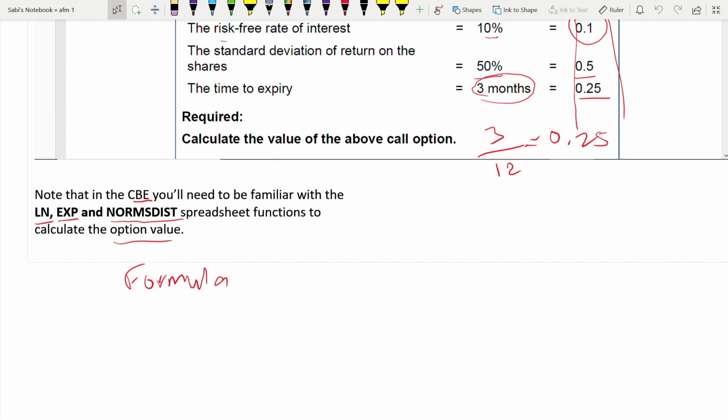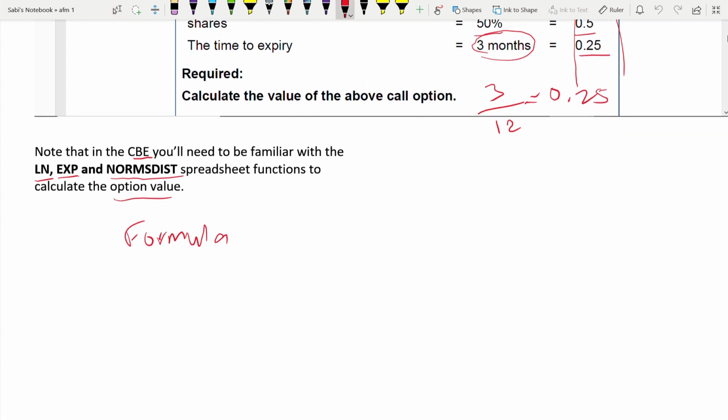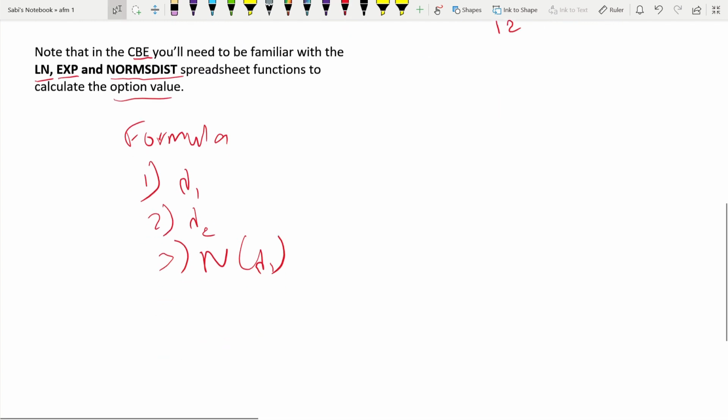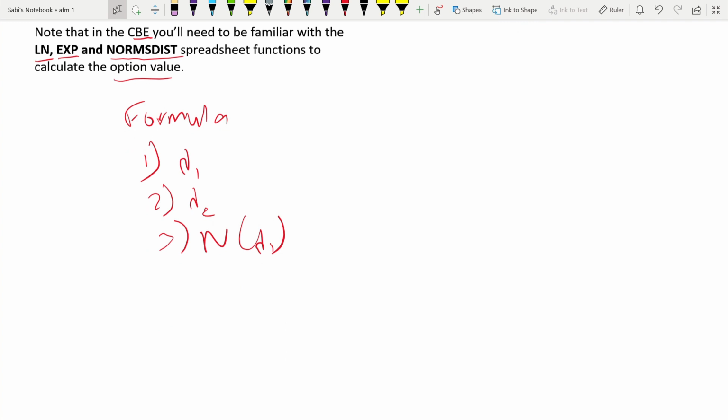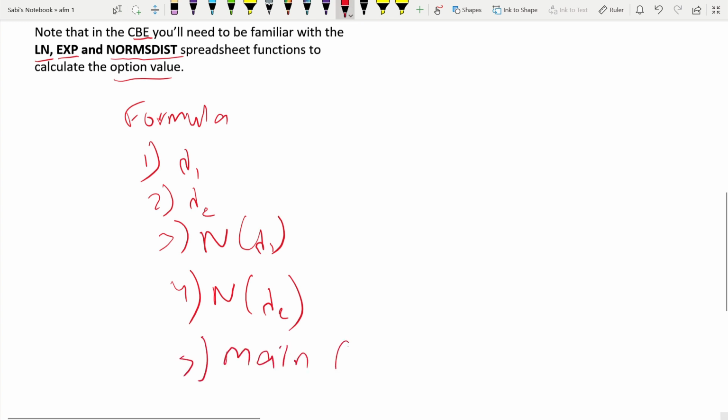Okay. So the formula, the starting point is you need to calculate D1. Second, you need to find out D2. Third, you need to find out ND1. I'm showing you the steps before I write the formula. This is always the step. Always you have to follow this. Please mark it somewhere. ND2. Then only the main formula. Apply it and find the value. 5 steps.